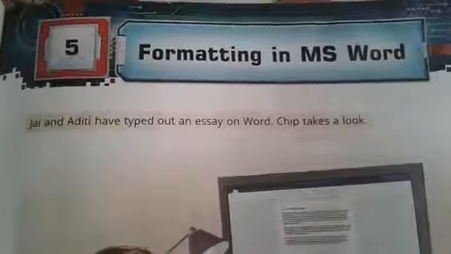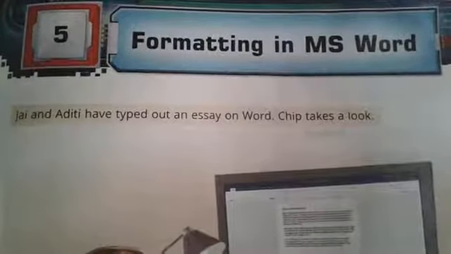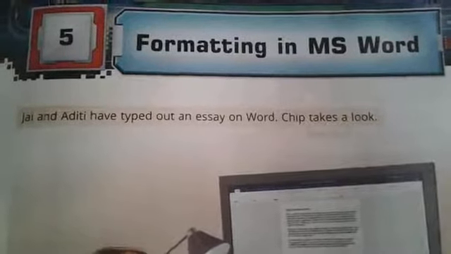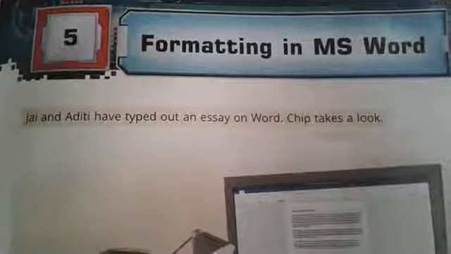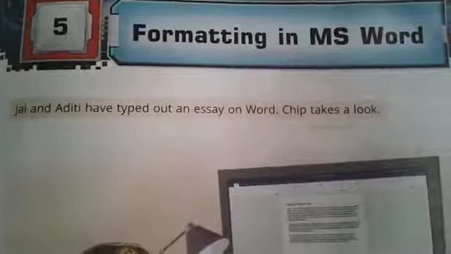So this is chapter 5 of your computer book. This chapter is formatting in MS Word. MS Word we have already done in chapter 4. By this time you have learned how to type in MS Word. You have learned the use of several shortcut keys. We know how to save a document, how to print a document, how to open a new document. We have learned how to make grammatical correction, how to check the spellings.